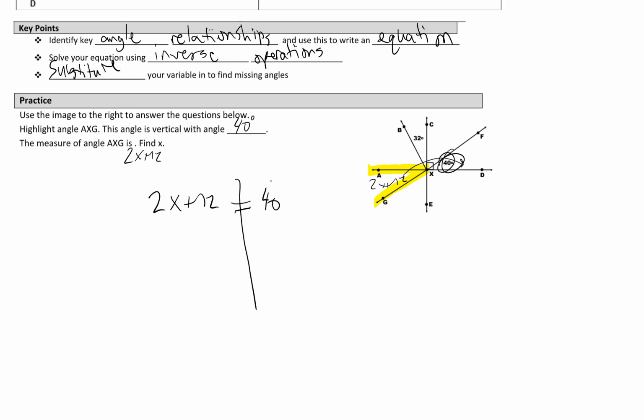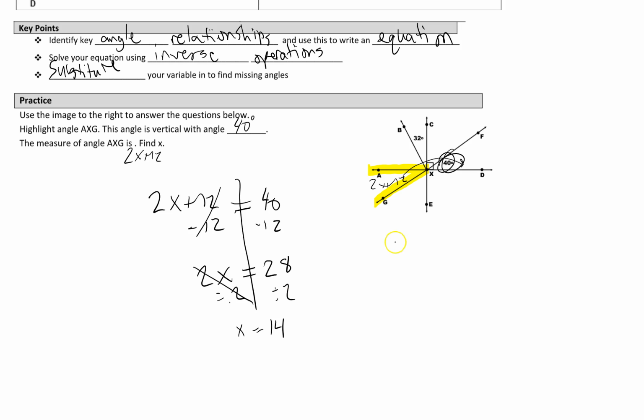First thing, I'm going to get rid of my constant, which is 12, with inverse operations. That will go away. I'm left with 2x on the left side. On the right side, if I actually subtract these, I'll get 28. Again, inverse of multiplication is division. That goes away. And I'm left with x equals 14. That's all you have to do for this one.